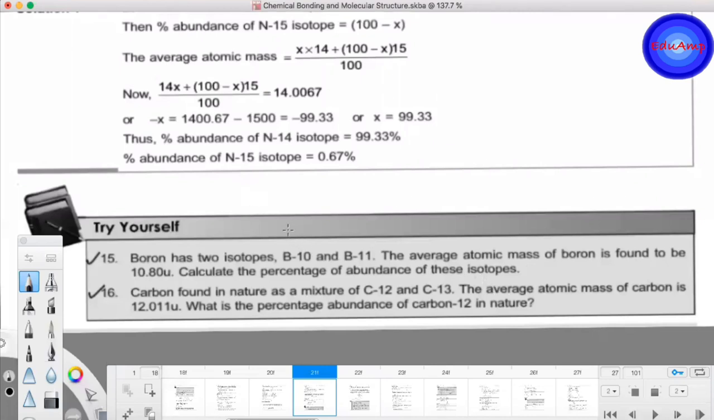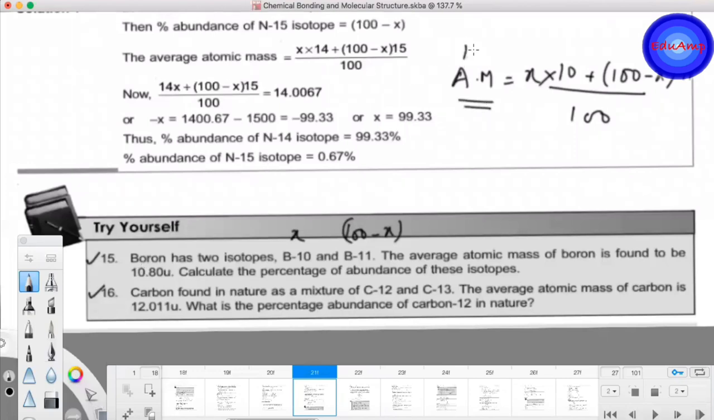So just assume that the B10 percentage is X. So B11 will be 100 minus X. So you know the percentage now. Now substitute in the formula: average mass is equal to percentage into mass number, that is 10, plus 100 minus X into 11, upon 100. Average mass is 10.8. Quickly calculate the value of X. After solving this question, you have to move on to the 16th question and let me know the answer.